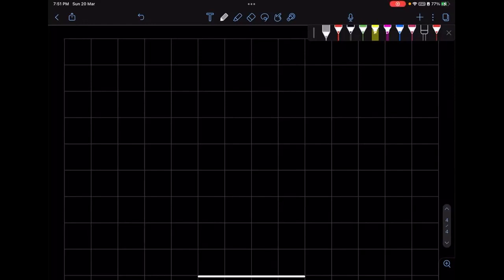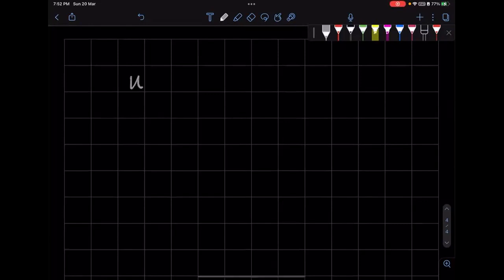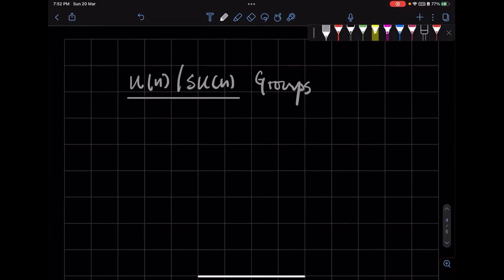Okay, so maybe we should move on to the next group on our list. And these are the UN, SUN groups. The SUN groups will be a subgroup of UN, so I'm considering them together.